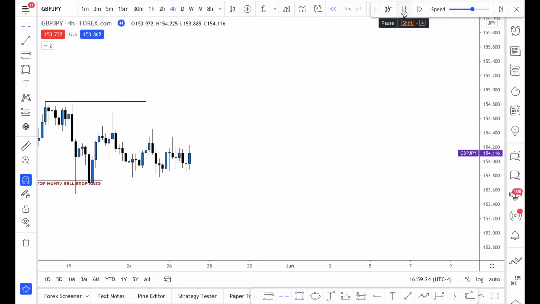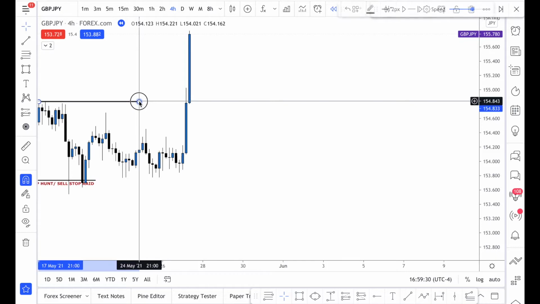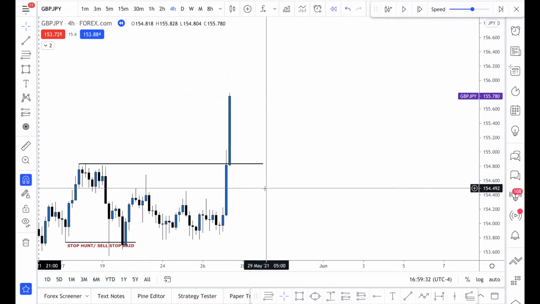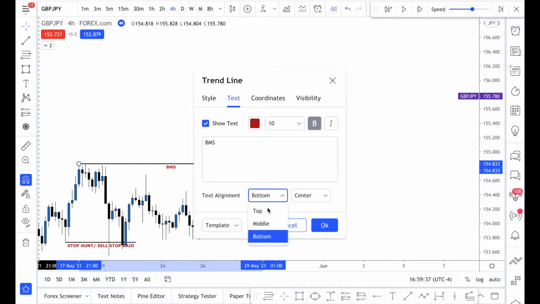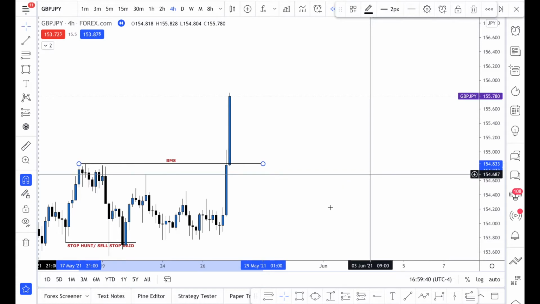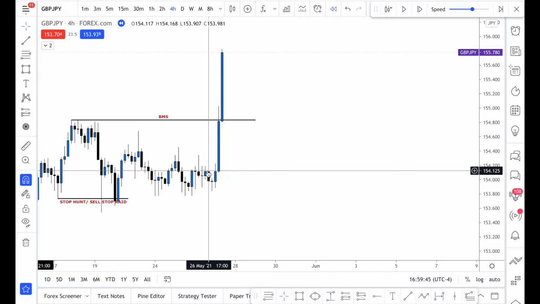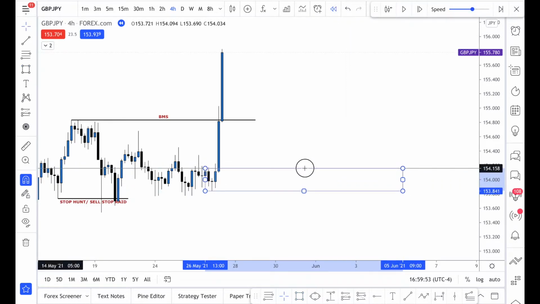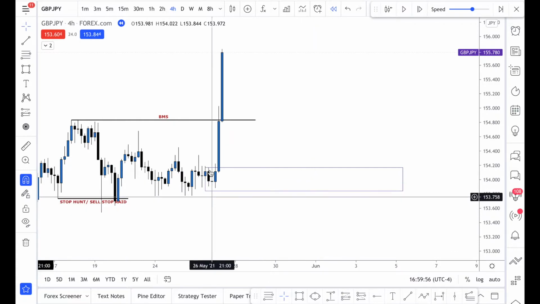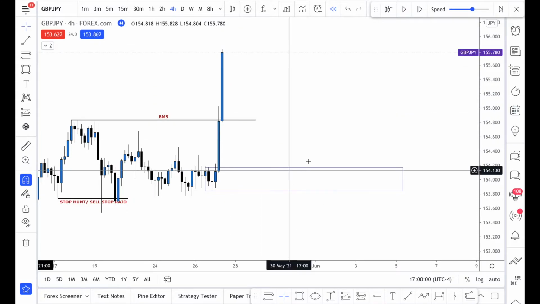So as price is continuously moving, boom. Okay, so now we have a break in market structure. So now my eyes immediately go here to this order block. I know we're going to have to return to this order block.